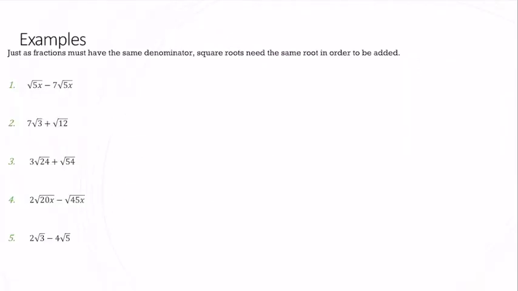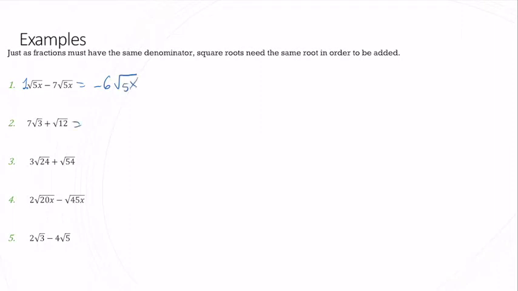So why don't we go ahead and practice some examples. Okay, so if I have the square root of 5x minus 7 square root of 5x, first I make sure that I can't simplify what's under my radical, and I can't. So if I have square root of 5x, that's like there's an imaginary 1 coefficient in front of that, minus 7 square root of 5x, that gives me a negative 6 square root of 5x.